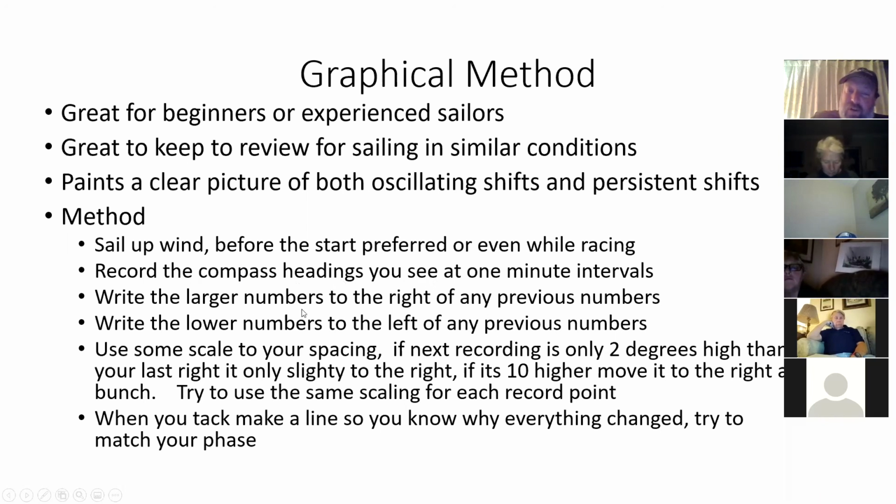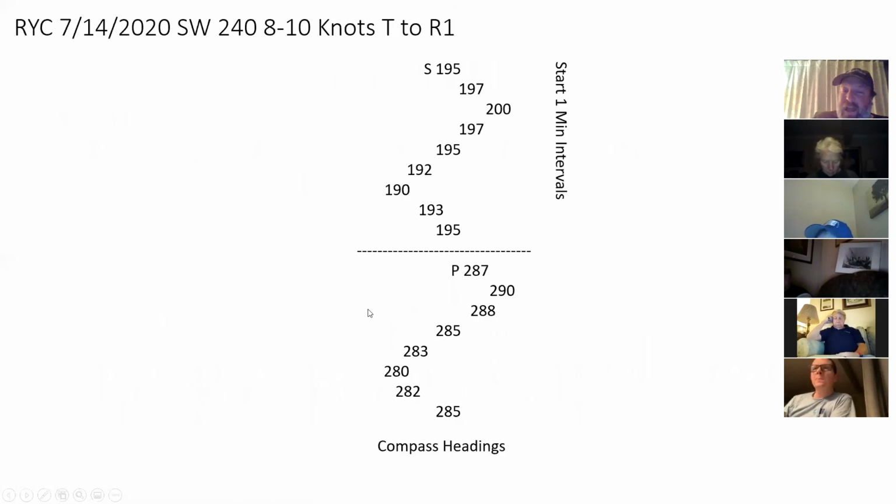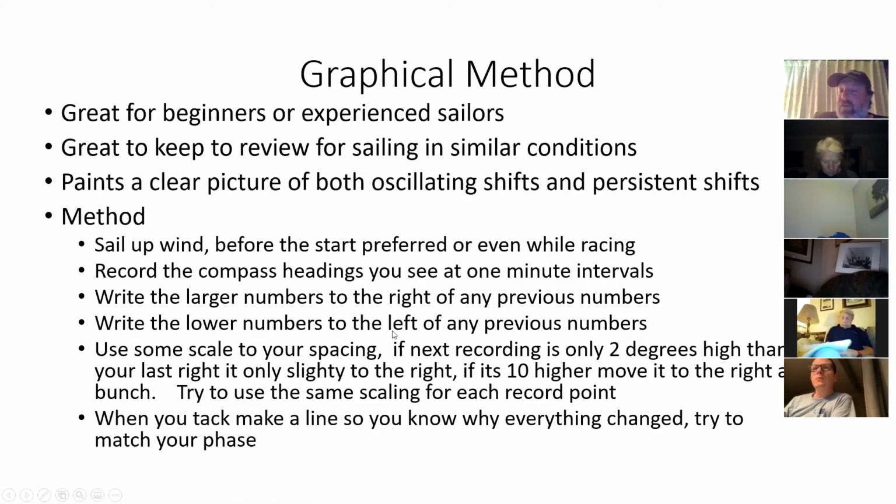You're going to write larger numbers to the right of any of your previous numbers. So if you wrote down 195 and now you see 200, you're going to write it to the right of your 195. If 195 was in the middle of your page and you saw 190, you're going to write it to the left. You want to try and do that with some spacing. So if the number you're seeing is five different or two different, you don't want to write it too far over. If you see the numbers 10 different, you want to make it with a little spacing so that you kind of make a graph. We'll show you how it looks in a minute. And when you make a tack, make a line.